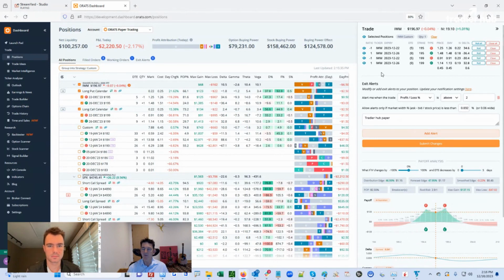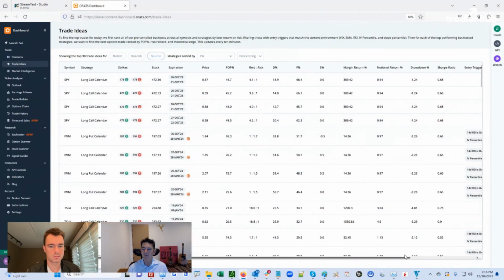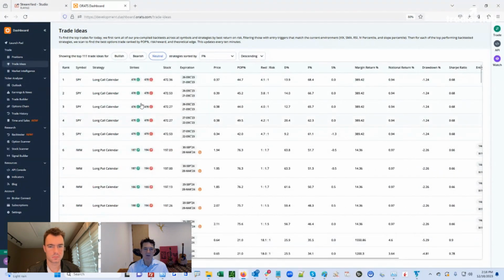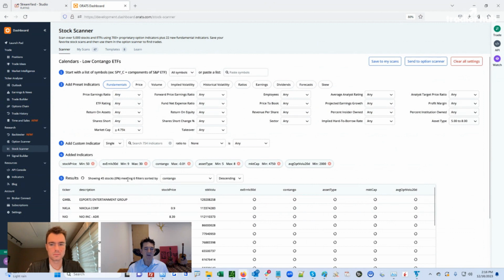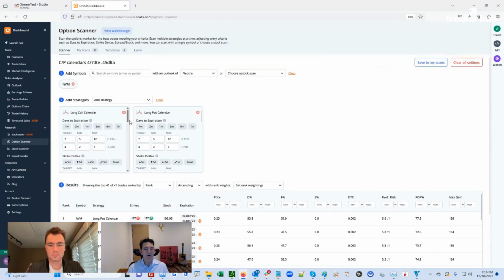And then just to kind of recap a bit, what we did when we were looking for a strategy is we went into the trade ideas that identifies and only backtests in these environments that we're in right now. And then we saw a lot of calendars, and then we went to the stock scanner and found the ETFs that had the lowest contango, so that had higher front months than back months, and we identified those. And then we moved over to the option scanner. We set up our scans.